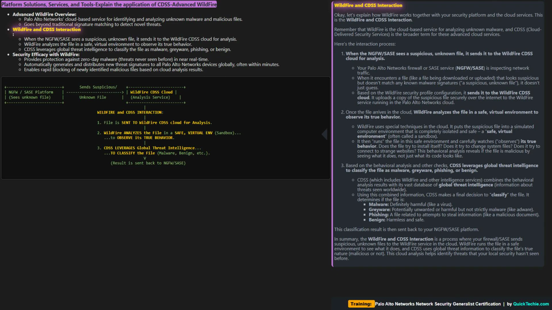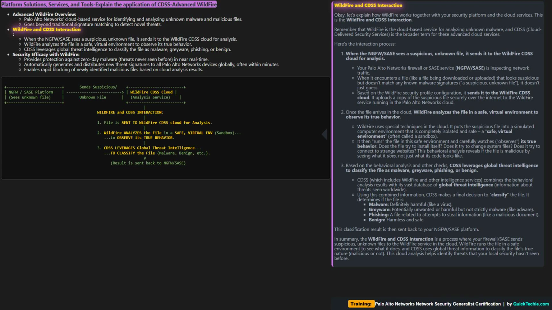like. 3. Based on the behavioral analysis and other checks, CDSS leverages global threat intelligence to classify the file as malware, greyware, phishing, or benign. CDSS, which includes WildFire and other intelligence services, combines the behavioral analysis results with its vast database of global threat intelligence, information about threats seen worldwide. Using this combined information, CDSS makes a final decision to classify the file.